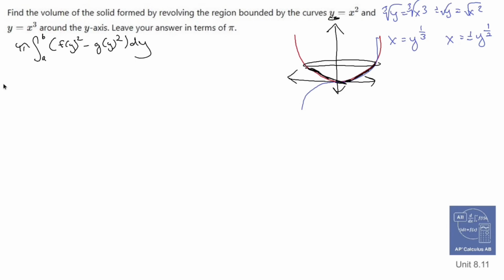Let's set this puppy up. Do I have my limits yet? No, I don't even have my limits yet. All right, so my limits are found by setting these guys equal to each other. So y to the 1/3 equals positive or negative y to the 1/2. Why don't I do this to make my life easier? Raise both sides to the 6th power.